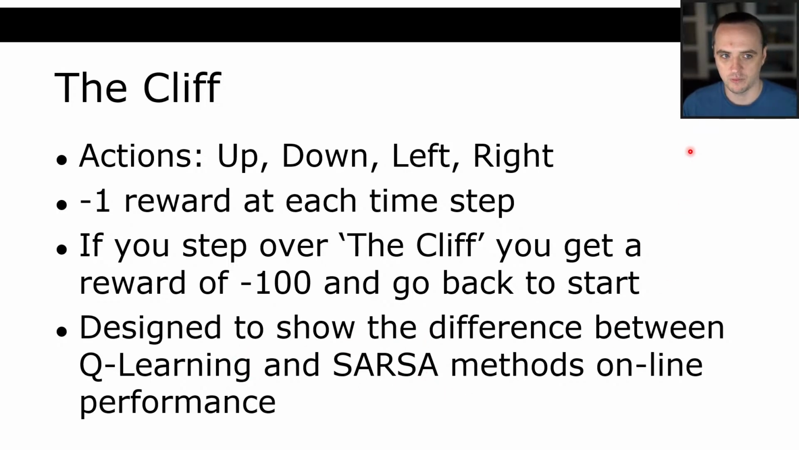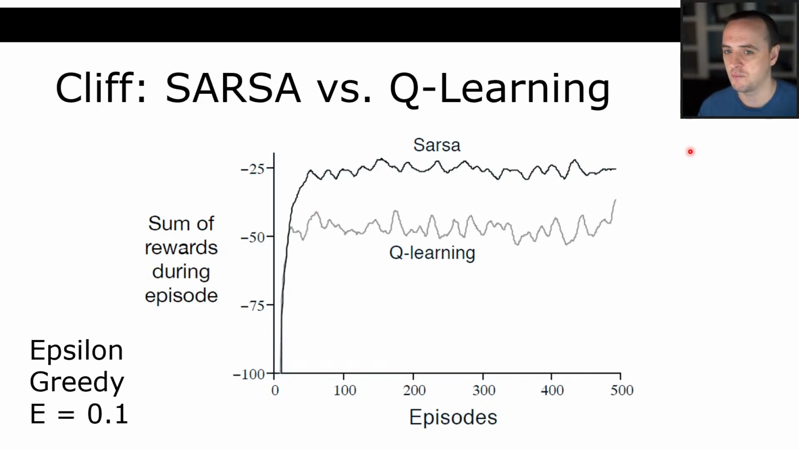Their online performance. So online performance means during training. So look at this. This is an example. Let's say you have epsilon greedy with epsilon equal to 0.1. What this graph shows is that online, meaning during training, SARSA performs better than Q-learning. So here's the number of episodes that you do, and here's the sum of rewards during the episodes. So the sum of the rewards for SARSA during training is actually better than Q-learning.